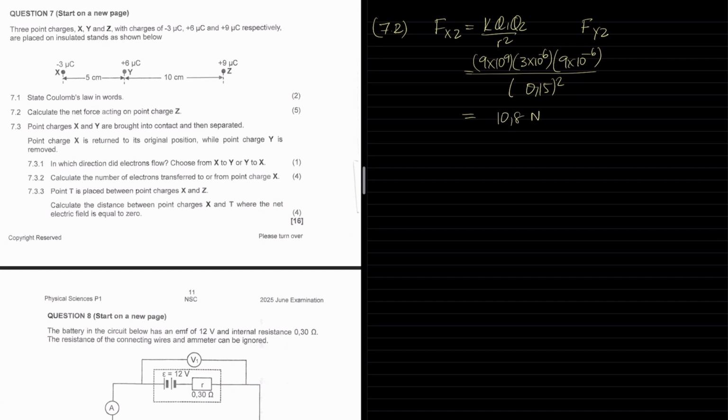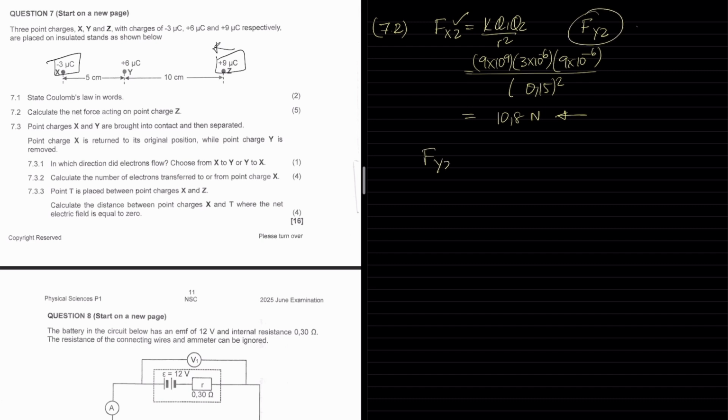Now, we need to put a direction here. So if you look at it, X is negative, Z is positive. So Z is going to be attracted to it, so it's going to want to go to the left. So we'll put an arrow just to show us left. So that's done. Now we need to do F of Y on Z.